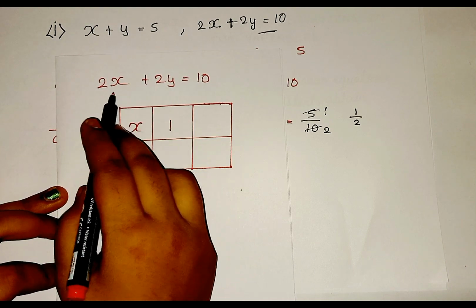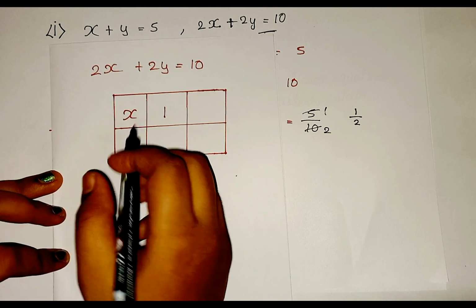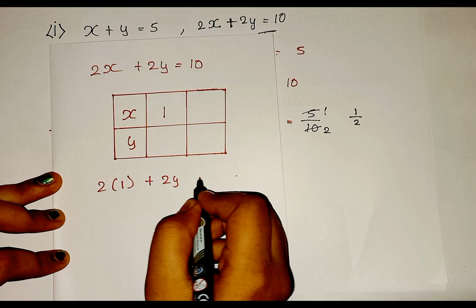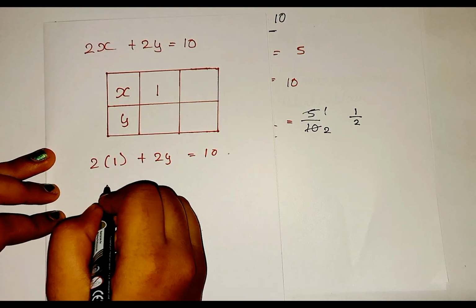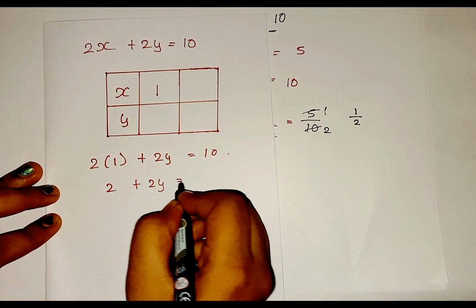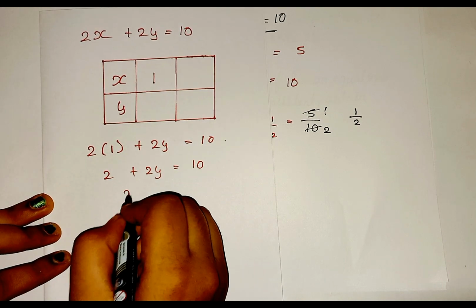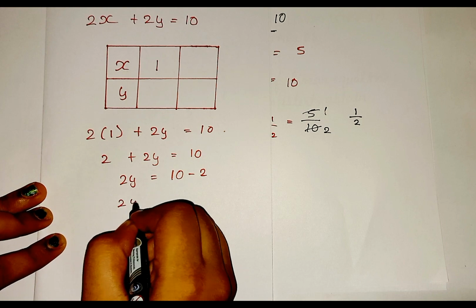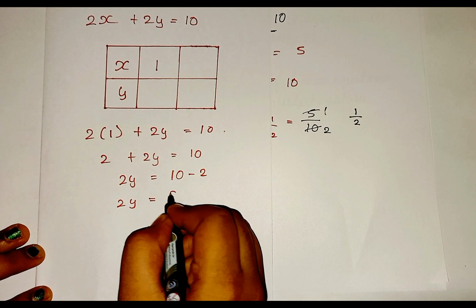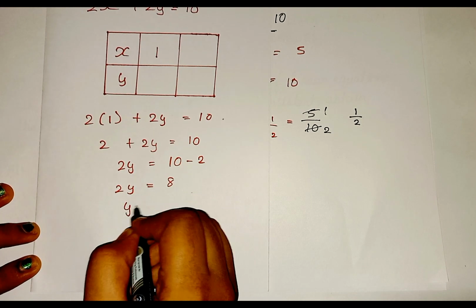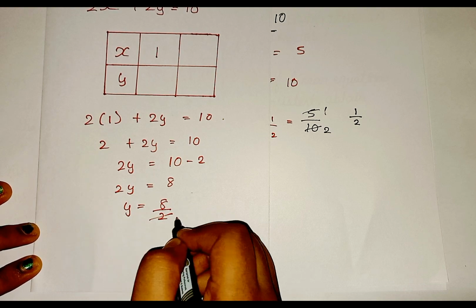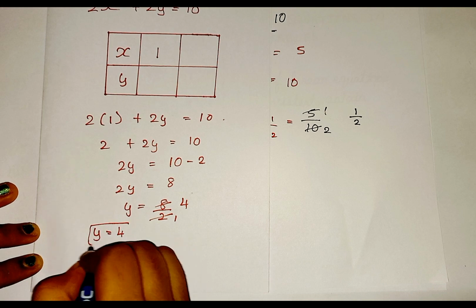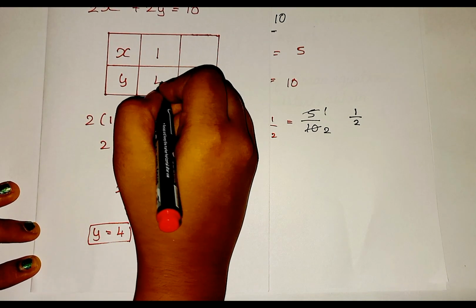Okay, so in the place of x now I am supposed to substitute 1. So 1 into 1 plus 2y is equal to 10. So 1 2 is 2 plus 2y is equal to 10. Then 2y is equal to 10 minus 2, and then 2y is equal to 8, and then y is equal to 8 by 2. Cancel, 1 2 is 2, 4 2 is 8. So we got the y value as 4. So I can write y as 4.